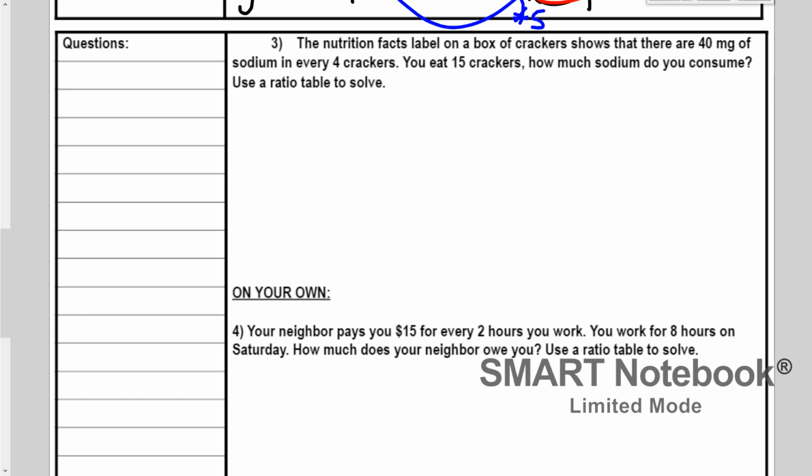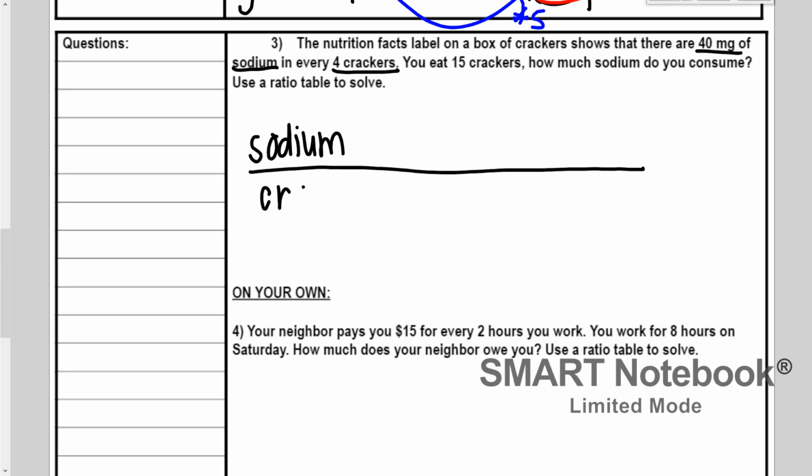Number 3. Oops. I want that to be black again. There we go. Number 3, the nutrition facts label on a box of crackers shows that there's 40 milligrams of sodium in every 4 crackers. So our label here is going to be sodium and crackers. First thing we're going to do is fill in that initial ratio, so take a minute and do that. Put in your sodium, put in your number of crackers.